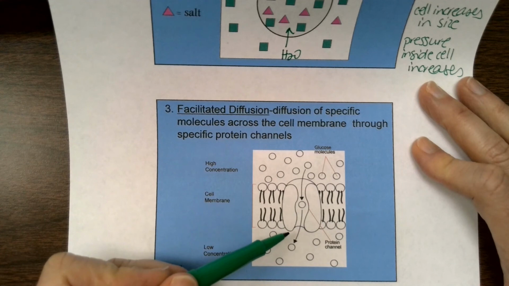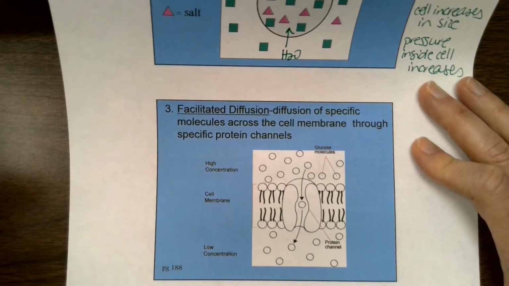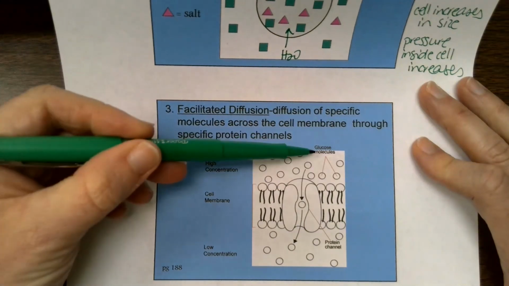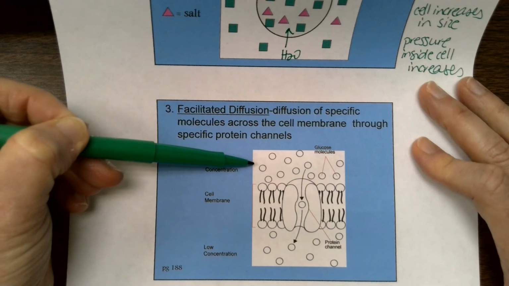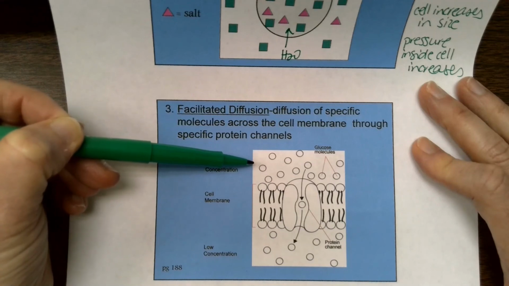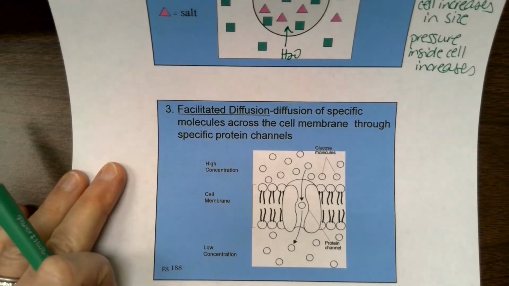Okay, so sometimes big molecules can cross the membrane. If they're doing it, they have to go through some sort of protein, and in this case, facilitated diffusion is going to be one specific molecule with one specific type of protein, still moving the molecule down its concentration gradient, because this is passive transport through a protein from high concentration to low concentration.